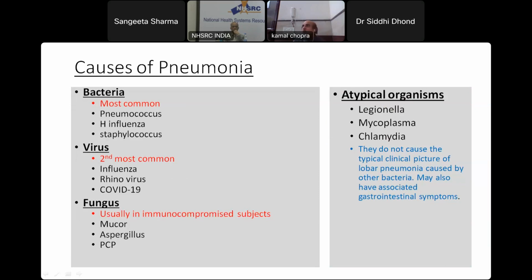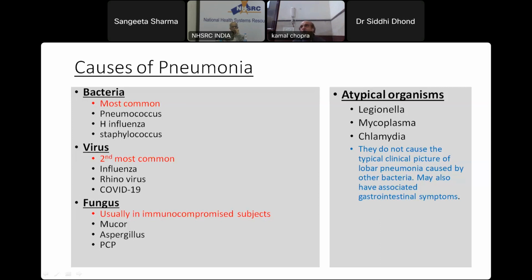Fungi are common only in immunocompromised patients. Mucor, which occurred in COVID-19 cases also. Aspergillosis, very common in post-tuberculosis sequelae patients. Then PCP pneumonia is very common in HIV. So these are typical types of fungal infection which are encountered in respiratory diseases in specific groups.